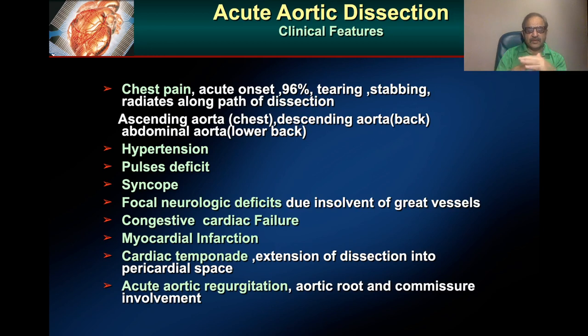So focal neurological deficit. If the dissection progresses proximally, there may be involvement of the ostia of the coronary artery causing acute myocardial infarction, usually inferior myocardial infarction. Extending to the pericardium, it may lead to cardiac tamponade, and then the patient may develop acute left ventricular failure because of the acute aortic regurgitation. So these are very important complications of aortic dissection.